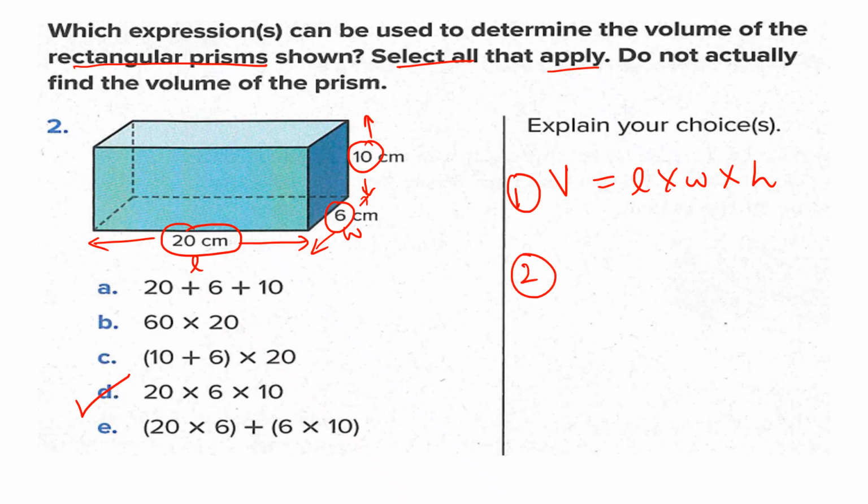Now let's see how else can we find the volume. So if you see, 6 multiplied with 10. How much? 60. And you multiplied with 20. Will it also give you correct answer?